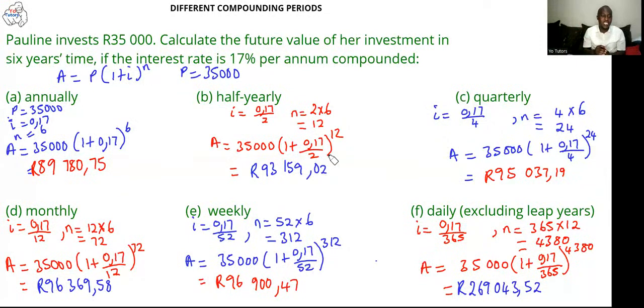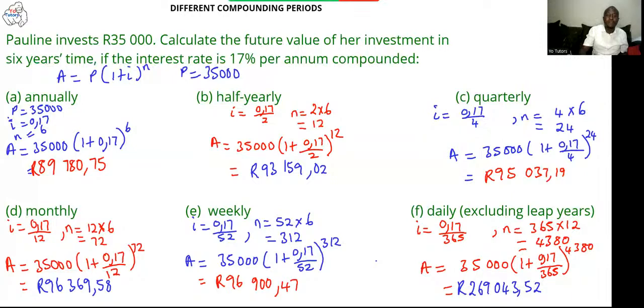It's also increasing. You can see that. Then monthly, you can see how the increase is. And there isn't much difference between your monthly and weekly there. But you see a big jump from your weekly to your daily, because now we are doing it daily, and the amount that you are getting there is 269,000 and 43. That's what you get. So when you increase the number of compounding periods, you're also going to increase the accumulated amount.